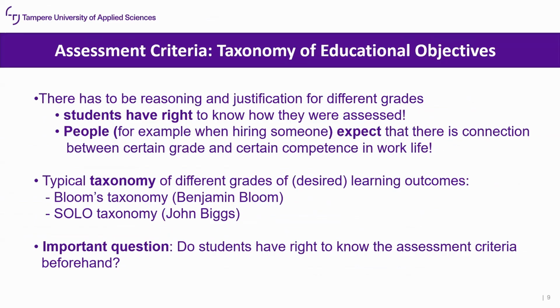And then about assessment criteria, about taxonomy of educational objectives. There has to be reasoning and justification for different grades, and students have the right to know how they were assessed. And also people who hire workers, they expect that there is a connection between a certain grade and certain competence in work life. Typical taxonomies of different grades of desired learning outcomes are Bloom's taxonomy and SOLO taxonomy.